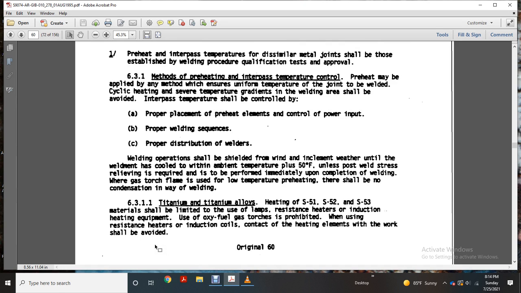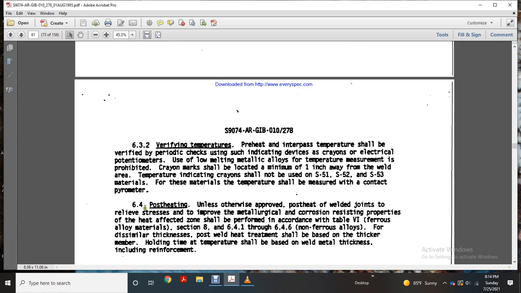For titanium and titanium alloys, heating of the S51, S52, and S53 materials should be limited to the use of resistance heaters or induction heating. Use of oxyfuel gas torches is prohibited. When using resistance heaters or induction coils, contacting heating elements with the work shall be avoided. Verifying temperature.